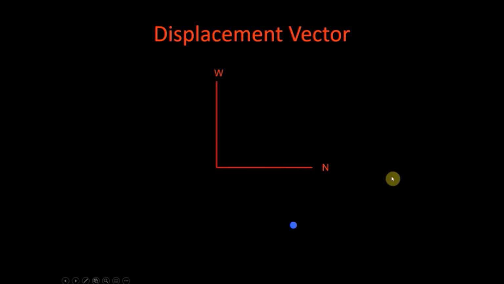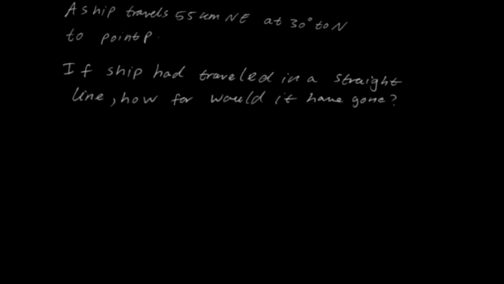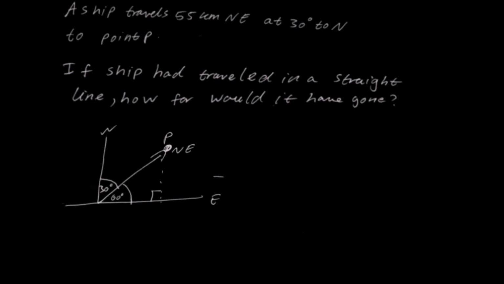So the question said that the ship was going to some point P. This was 30 degrees east. So we're looking at the ship moving at an angle of 30 degrees from the origin to this point P. So as with any physics problem, write out what we've got. We want to know if the ship had traveled in a straight line, how far would it have gone? Your diagram might look like this.